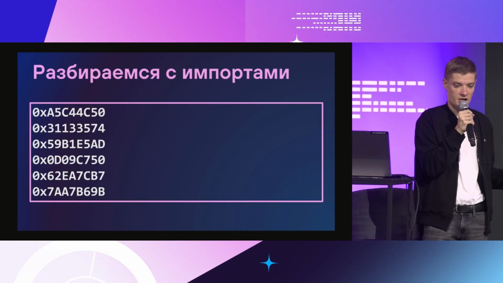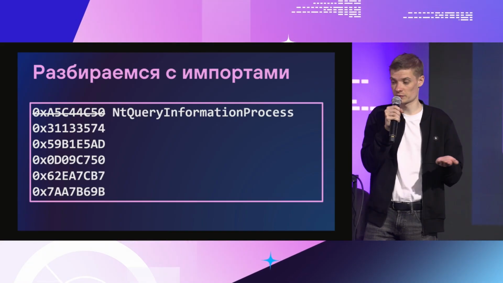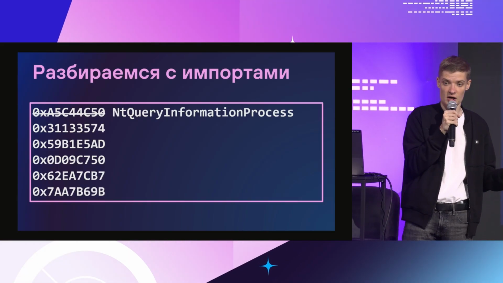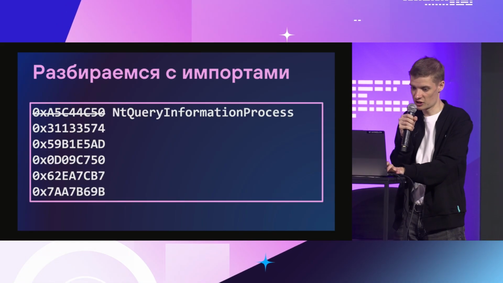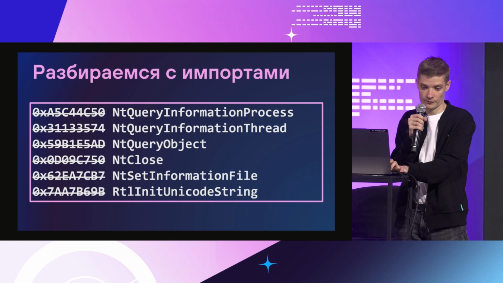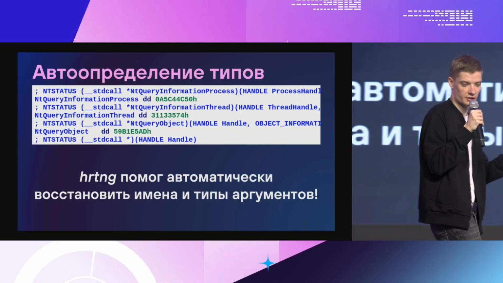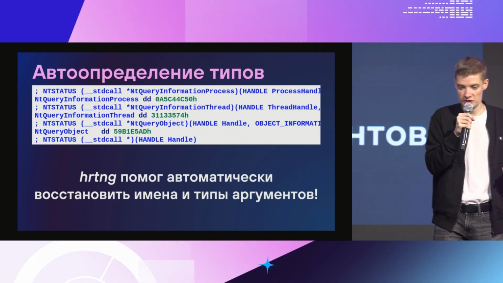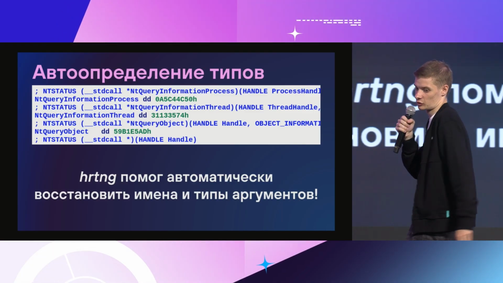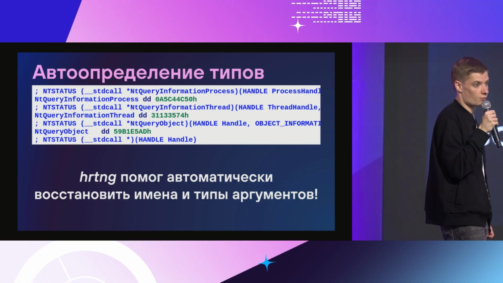Let me show you how it works. So let's take A5C44C50. The loader decided that this is a hash equal to AntiQueryInformationProcess, and this number is overwritten as the address of this function. The same with the other functions, so the number is overwritten, number overwritten, and so on. So when we started to rewrite this as a constant, we were automatically restoring the names and types of arguments. We can see the functions that are behind the numbers, restored names and types of arguments.